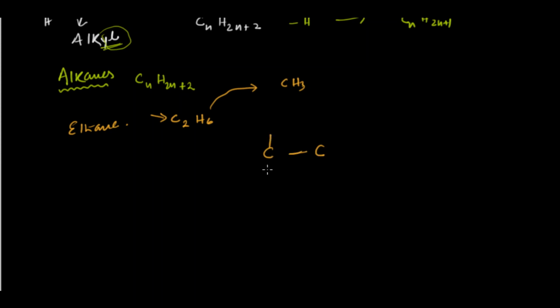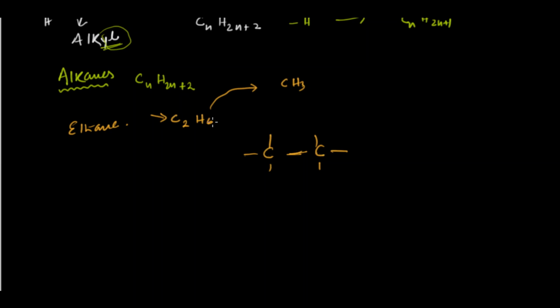Now here the 4 hands are there. Each carbon has 4 hands. So I've written one hand, and you can see it is being shared between the 2 carbons. This hand is for this carbon also, and this hand is for this carbon also. Now you can see three hands are free on each carbon.